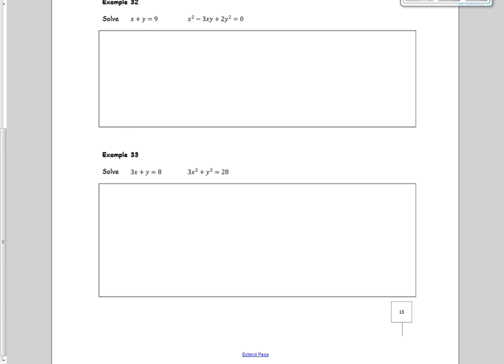C1, Quadratics, Example 33. So in this question, I have one linear and one quadratic simultaneous equation. So I'm going to rewrite them out and I'm going to give them labels. So my 3x plus y equals 8 will become my equation number 1. And my 3x squared plus y squared equals 28 will become my equation number 2.